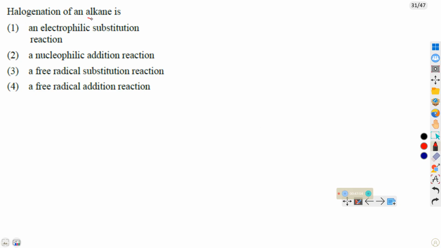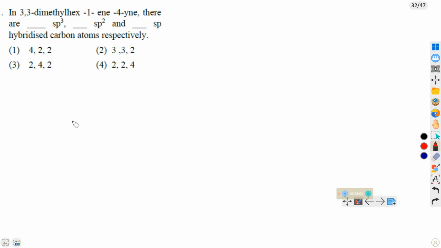Combination of alkane is free radical substitution reaction. 3,3-dimethyl hexyne: 1, 2, 3 are meth, eth, prop, but and hex. First position double bond, second, third, fourth position triple bond. 3,3-dimethyl.